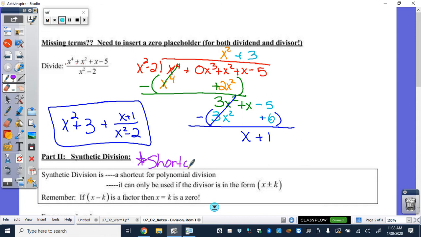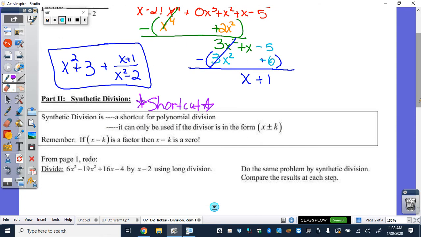So our next kind of division we're going to look at is our synthetic division. This is a little shortcut for our long division. But like most shortcuts, there are limitations to it. As I said, long division is always going to work no matter what kind of polynomial you're dividing by. Synthetic division only works if you're dividing by an x to the first. So it only works if you're dividing by a linear factor. Synthetic division will not work if you're dividing by x squared or x cubed or anything else. It can only be x to the first.